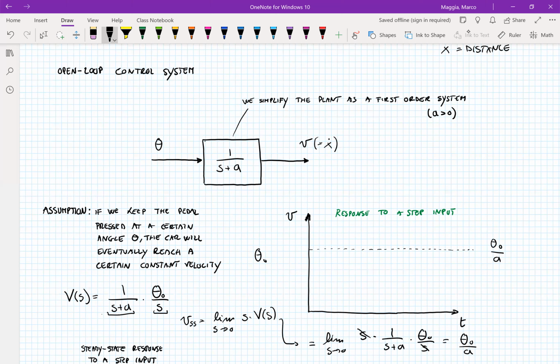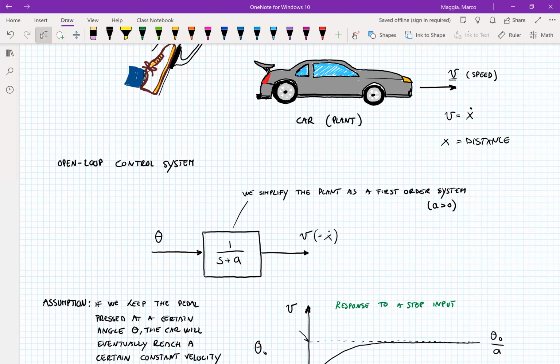And let's say that automatically, or almost instantaneously, the gas pedal goes to this angle, theta 0, a certain angle, then the velocity will increase, then asymptotically will reach this final value of theta 0 over a. So this is the behavior of a first order system. But this is an open loop system. We don't have any controller. This is just how the car behaves.